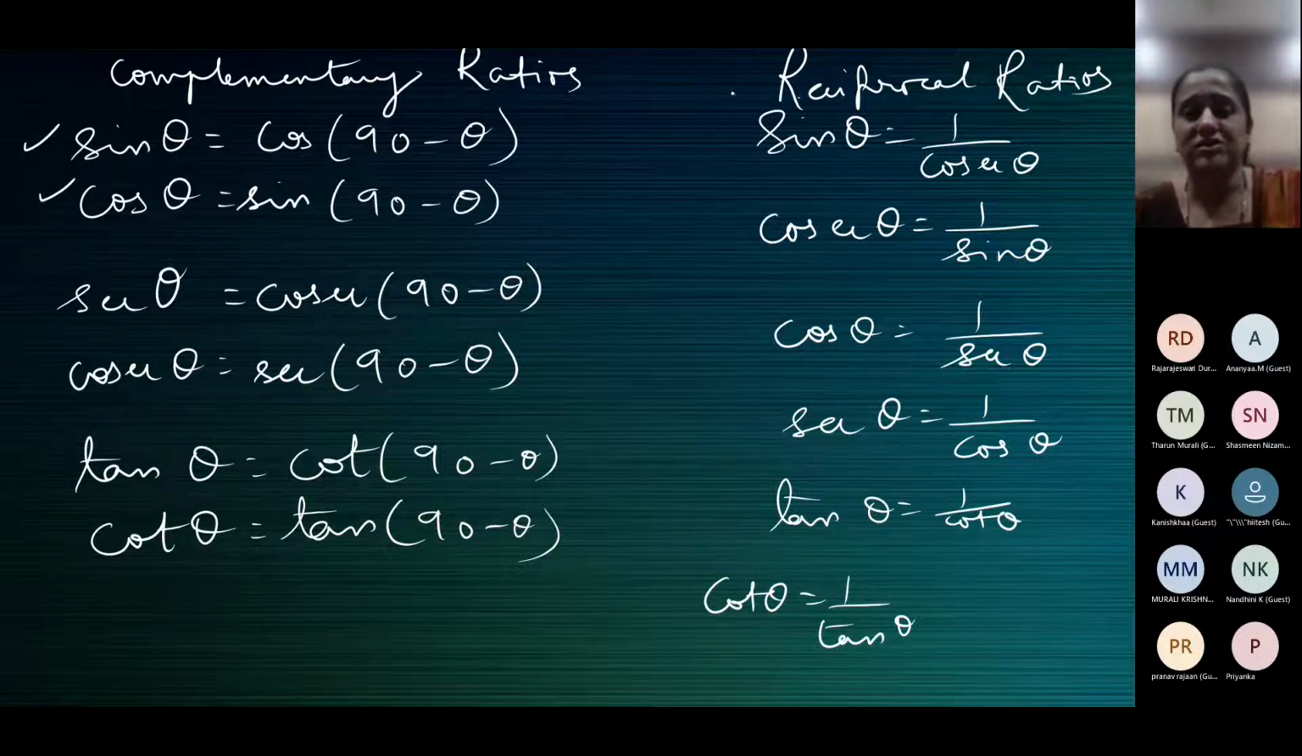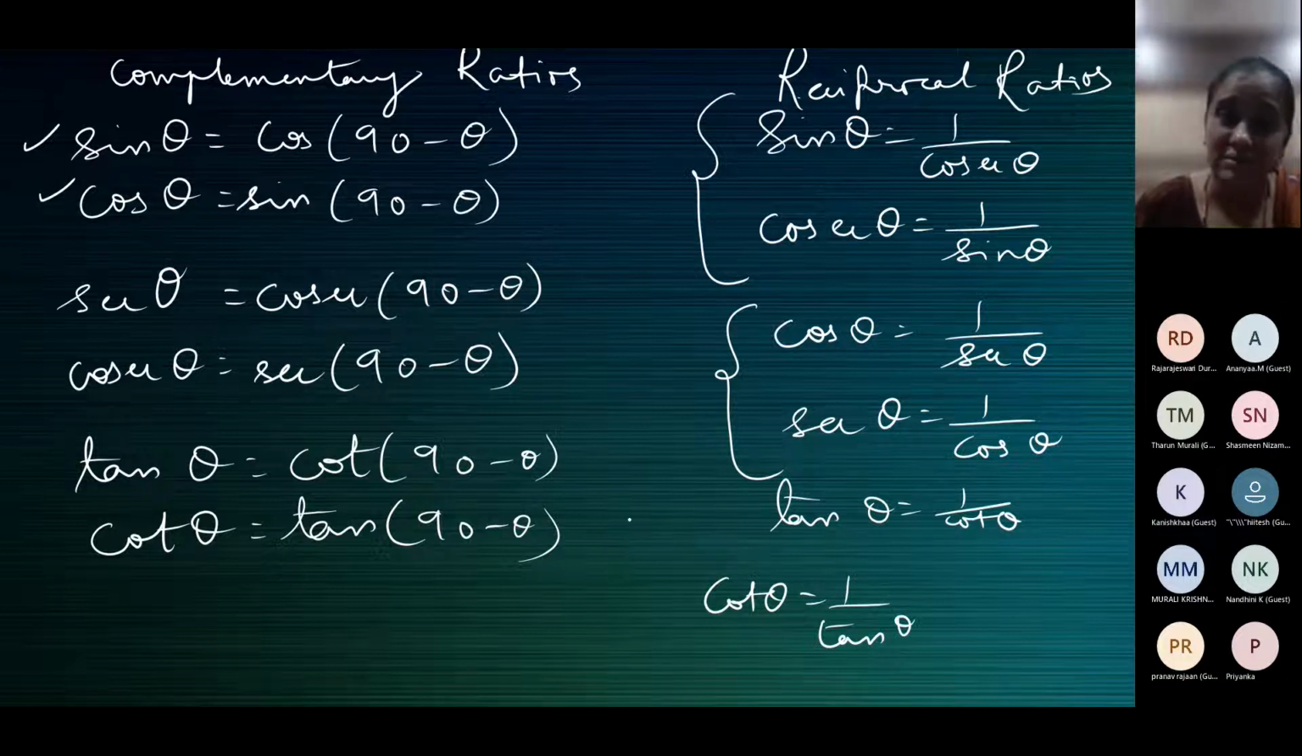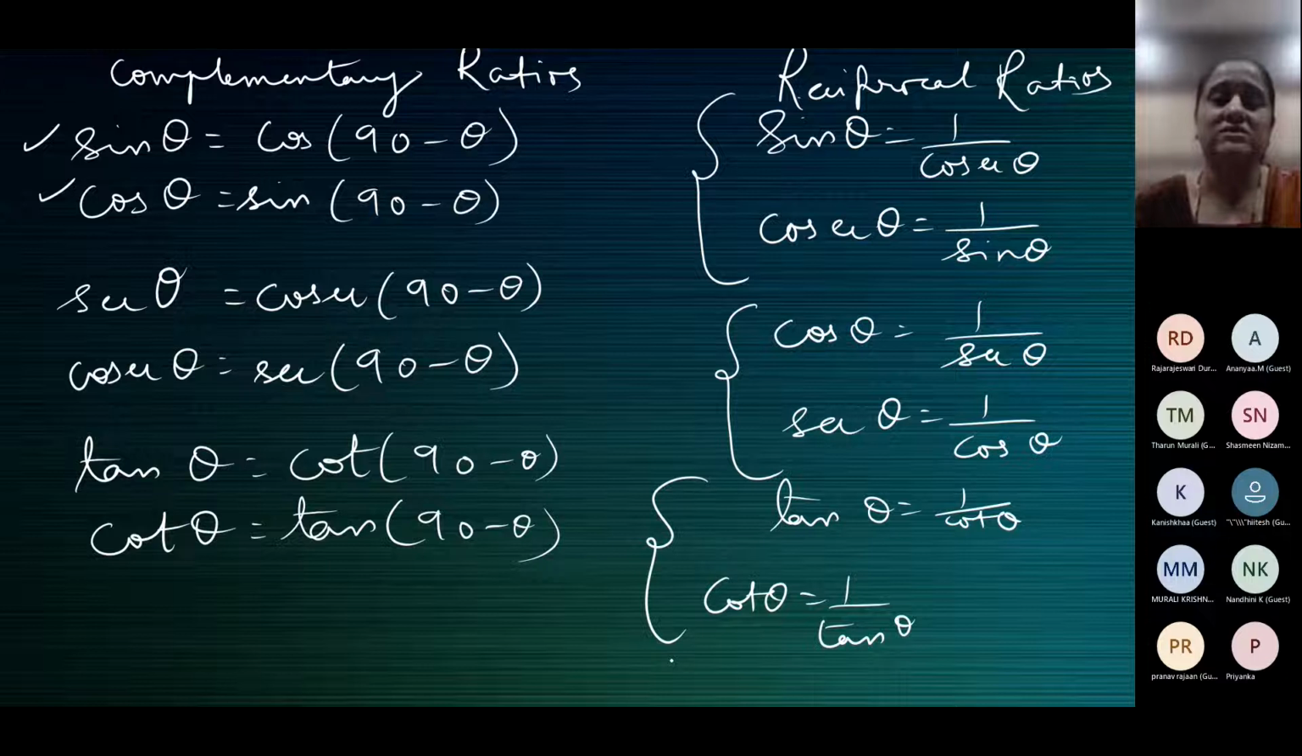So here we see that sin theta and cosecant theta are reciprocals of one another. Similarly, cos theta and secant theta are reciprocals of one another. If you want to replace cos theta, it can be replaced with 1 by secant theta. Or if you want to replace secant theta, you can replace it with 1 by cos theta. And tan theta and cot theta are reciprocals of each other. Tan theta is equal to 1 by cot theta. Cot theta is equal to 1 by tan theta.